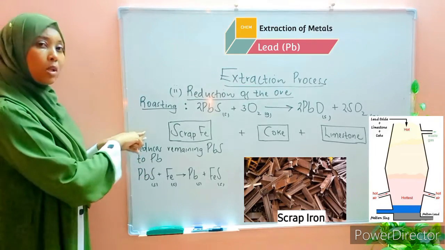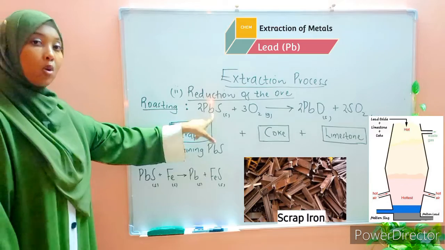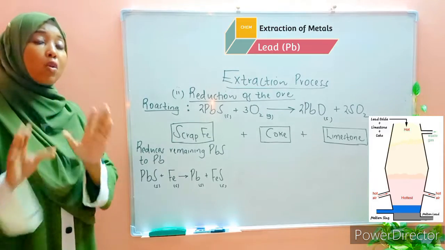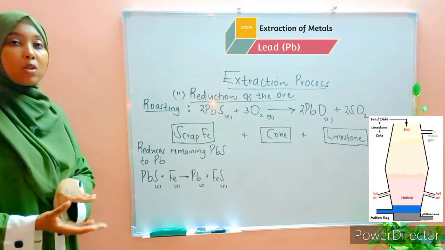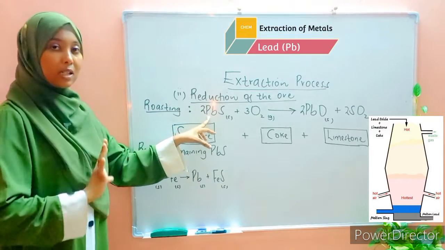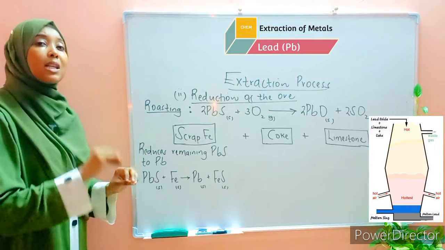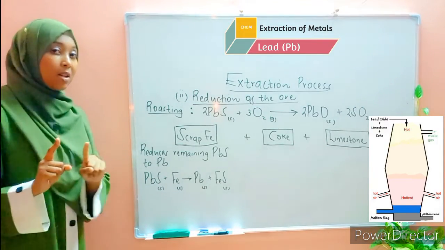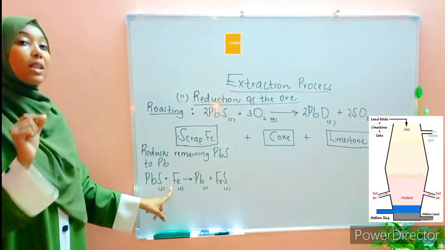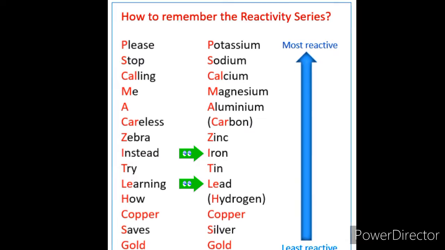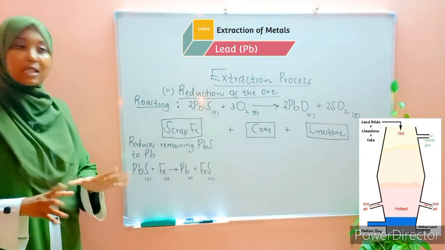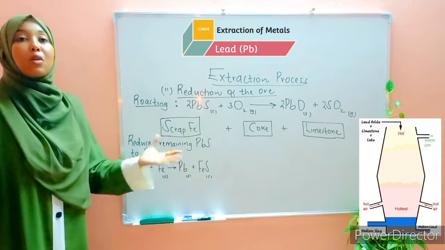Now taking you back to the roasting process, the lead 2 sulfide was reacted with oxygen in order to form lead 2 oxide. But you'll find that not all of the lead 2 sulfide reacted with the oxygen. Some of it remained unreacted. So the purpose of adding scrap iron is simply to reduce any unreacted lead 2 sulfide to lead metal. Just a reminder, iron is more reactive than lead. Therefore, it displaces lead, combines with the sulfur to form iron 2 sulfide. Lead is then just deposited, or it just remains uncombined.